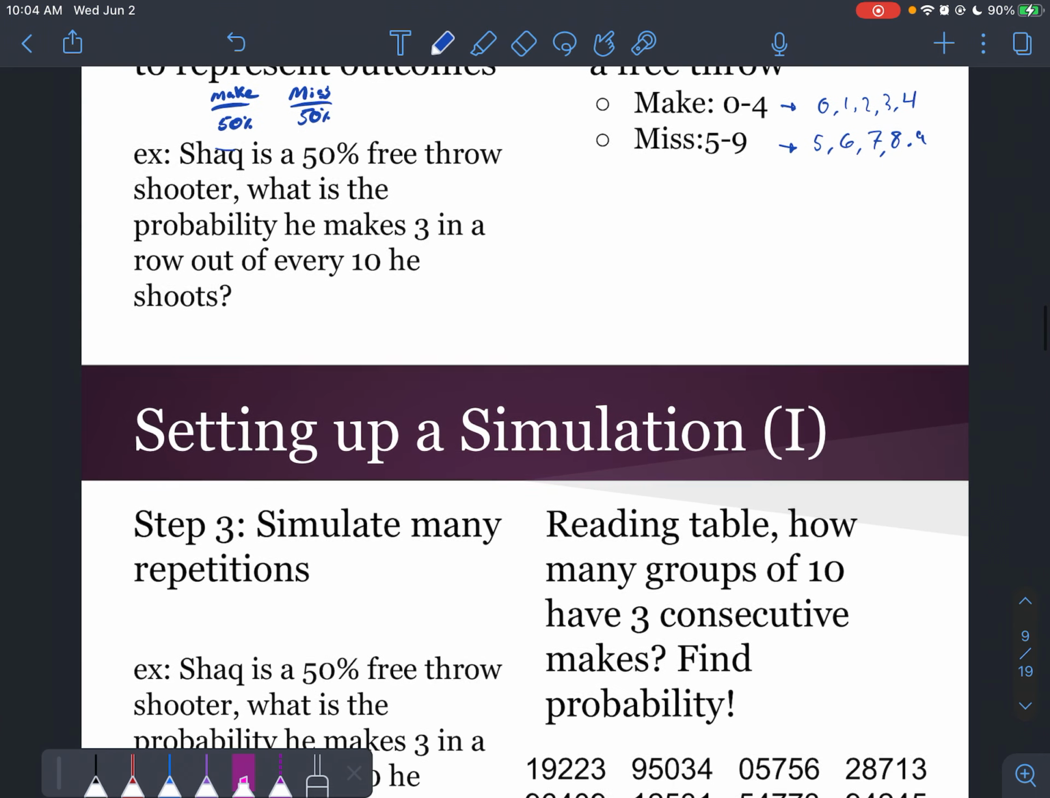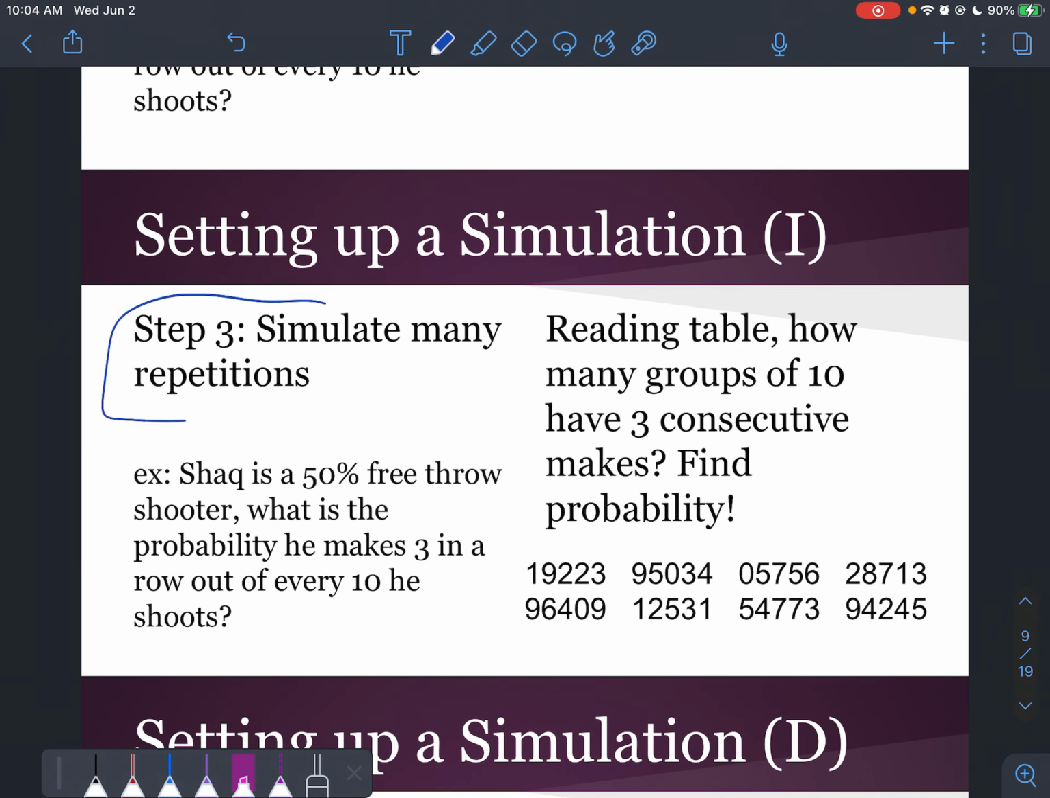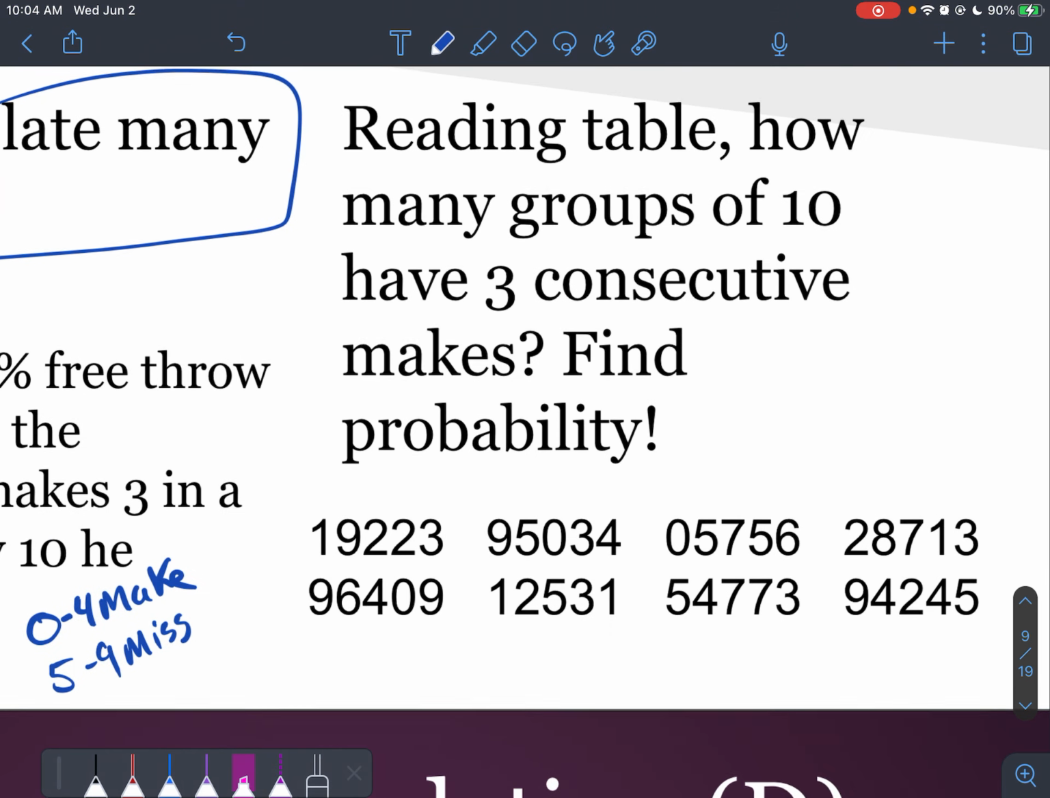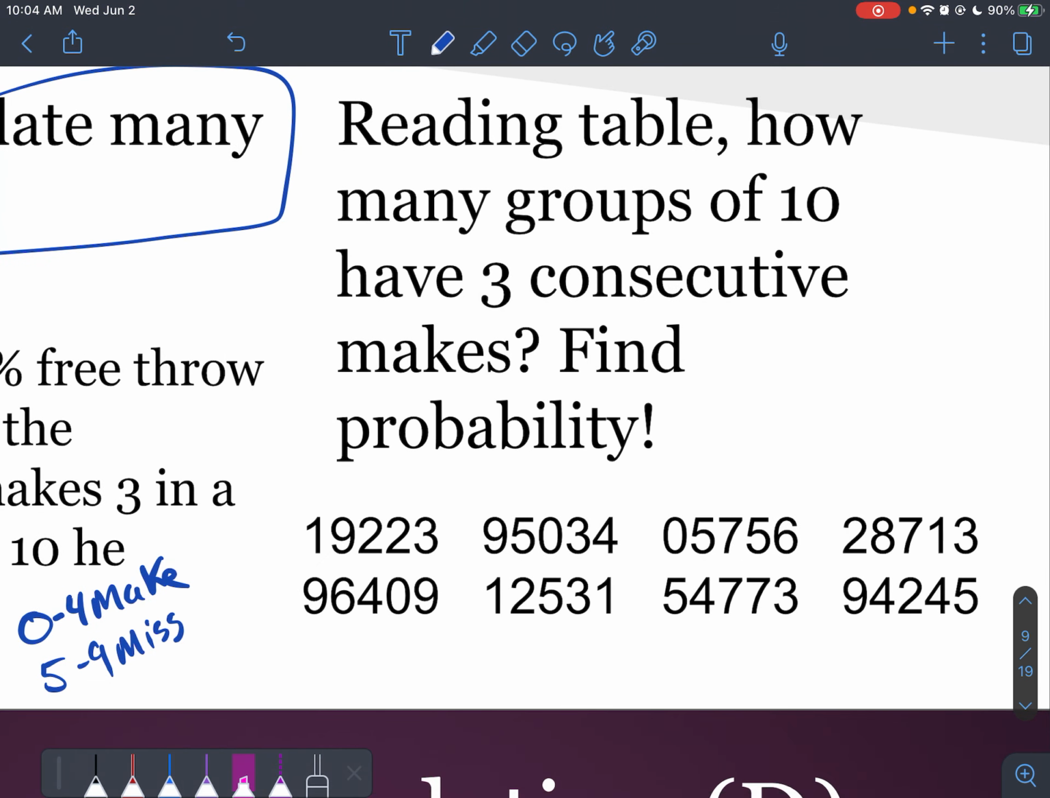Let's take a look down here. For step 3, we're going to simulate many repetitions. Remember, 0 through 4 is a make, and 5 through 9 is a miss. So reading the table, how many groups of 10 have 3 consecutive makes? We're going to look at groups of 10.